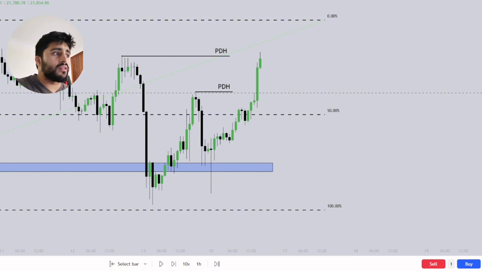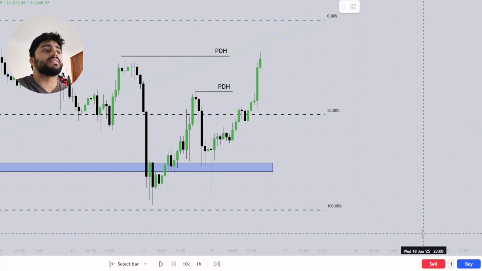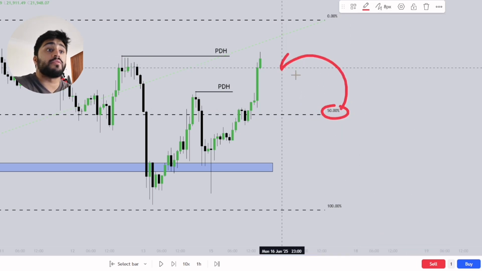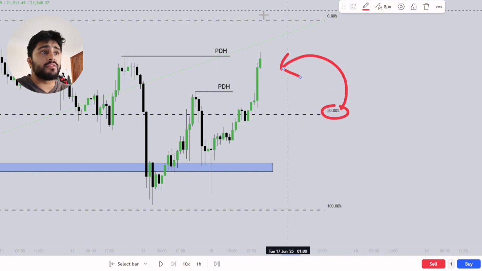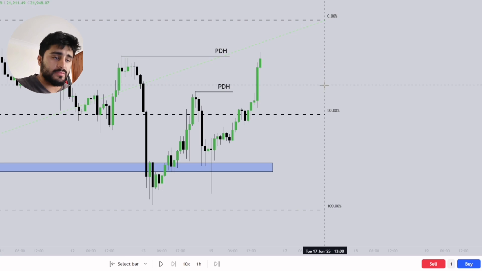Now, the second thing you want to understand is where you are in terms of the dealing range. What I mean by that is simply, are you in premium or are you in discount? This is our 50% area. We are above the 50% area, so we are in a premium. This validates the fact that we can be looking for sells.